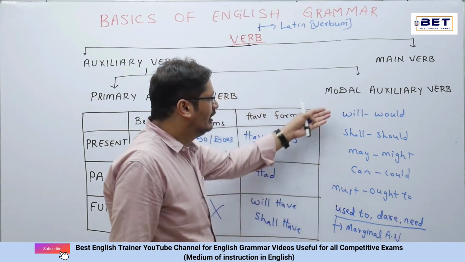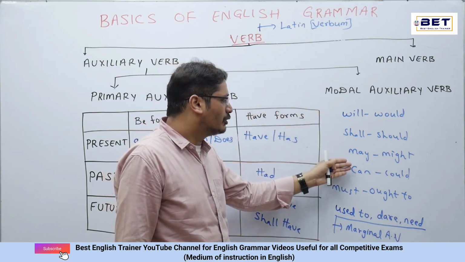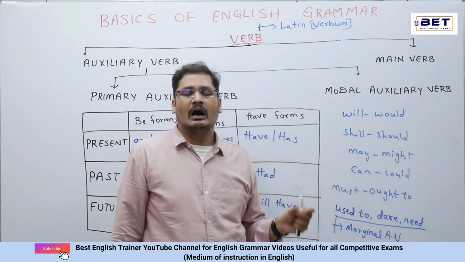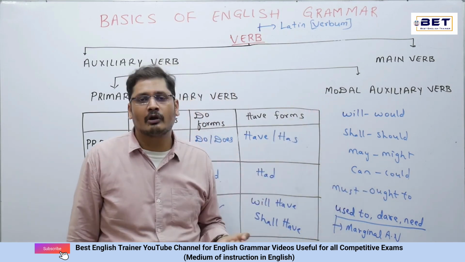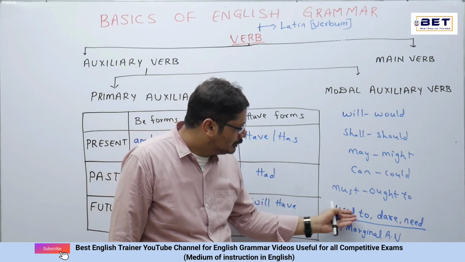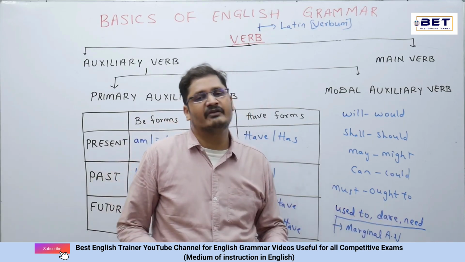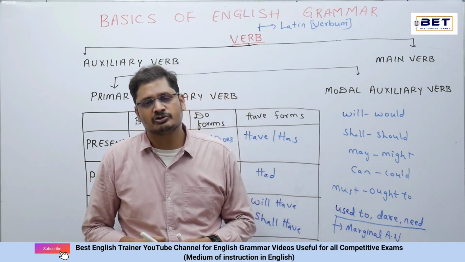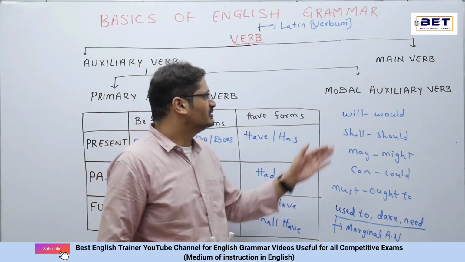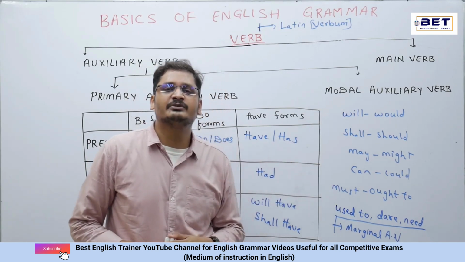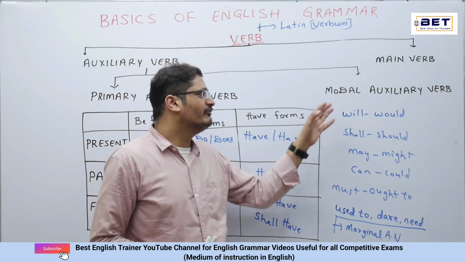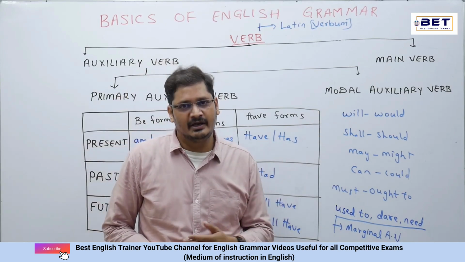Okay, so will, would, shall, should, may, might, can, could, must, ought to. Until there we generally consider them as the modal auxiliary verbs. And next we have used to, dare, and need. Generally we consider them as the marginal auxiliary verbs over there. Now this can be something regarding the modal auxiliary verbs. Now we will make a dedicated video on the modal auxiliary verb in detail.